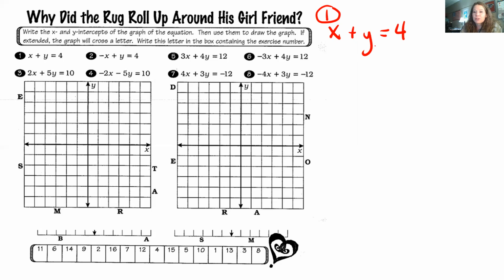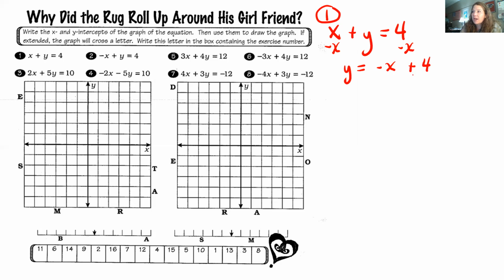So the first thing I'm going to do is just write it in slope intercept form, which means I'm going to solve for Y. I want Y by itself. So I'm going to get rid of this positive X by subtracting X from both sides. So Y is equal to negative X plus 4.